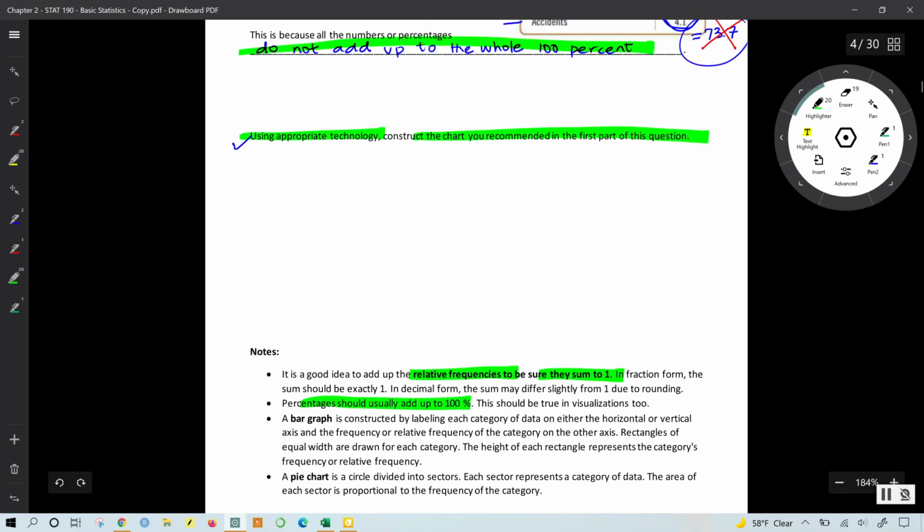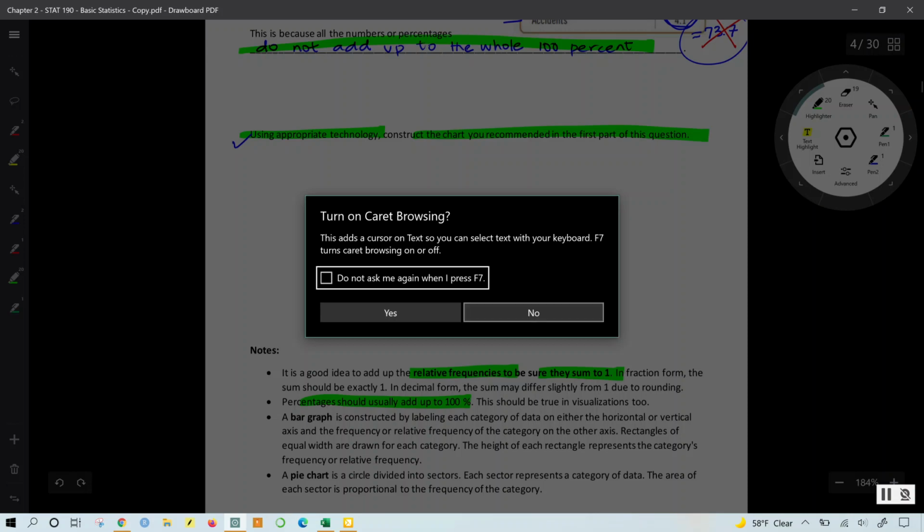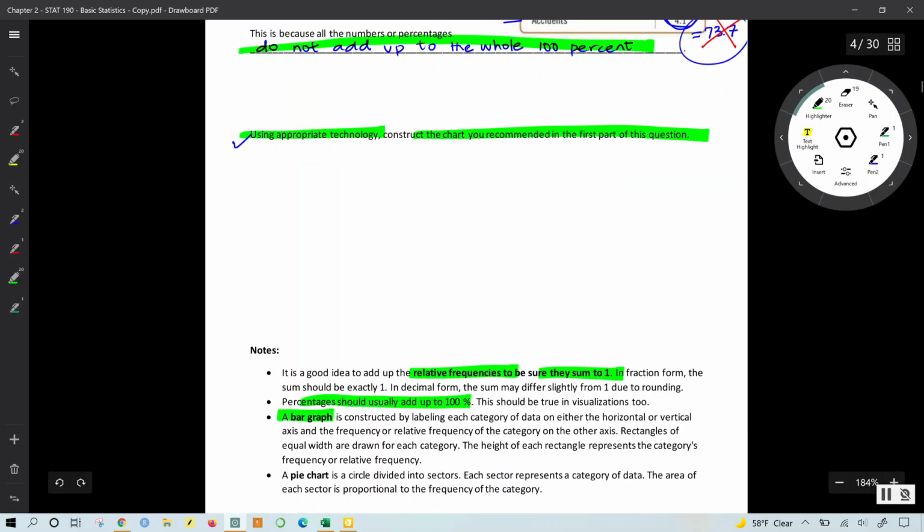So if you're given a picture that depicts percentages, the first thing, after reading the context, is to check if the percentages truly add up to 100%. Then, a bar chart is usually constructed, as you have seen, by labeling each category on the horizontal or vertical axis, and then we line up each category with its frequency or relative frequency on the other axis.